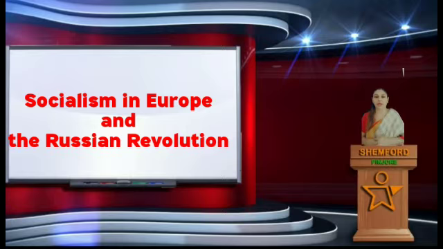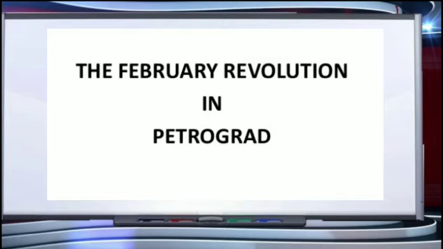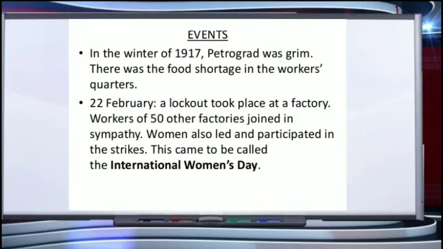Today we will continue with our chapter Socialism in Europe and the Russian Revolution. We start with the February Revolution. In February 1917, there were food shortages in Russia. While the working class was disgruntled because of the shortages of food supplies, the parliamentarians opposed the decision of the Tsar to dissolve the Duma.